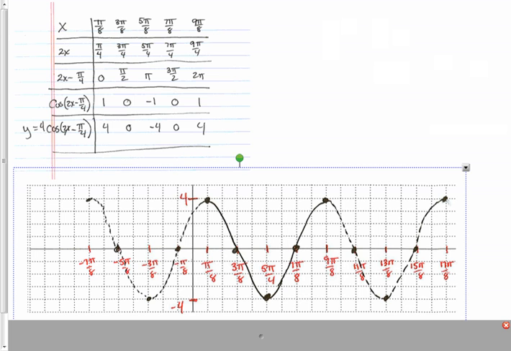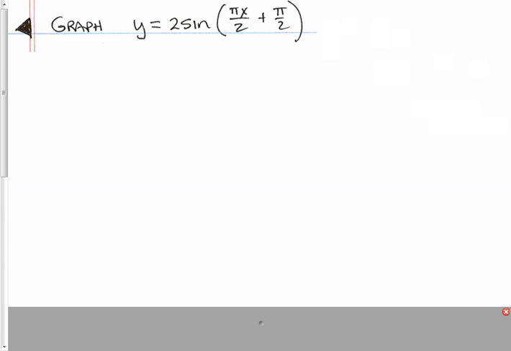Okay, let's look at the next one then. We want to graph y equals 2 sine of pi times x over 2 plus pi over 2. Now, in this example, let's make it clear that because we're adding pi over 2, an addition causes a shift to the left, doesn't it?